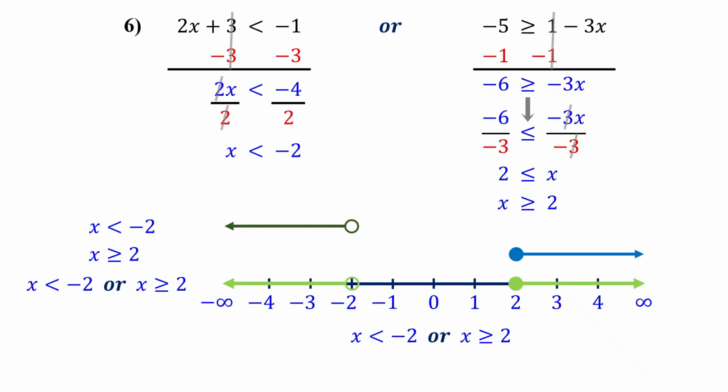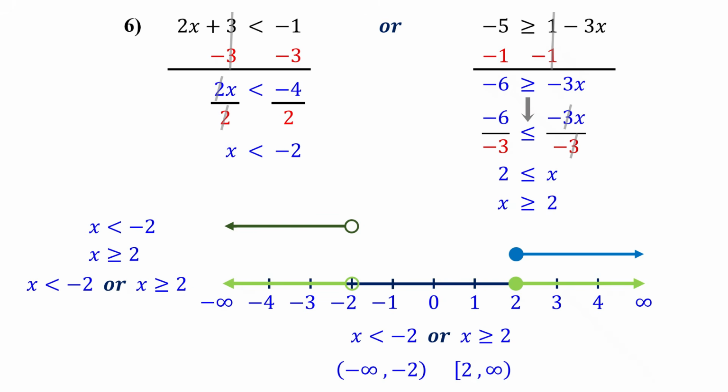For the left part, since the solutions go on forever to the left, we start with a parenthesis, then -infinity, followed by a comma. Next comes -2, and since it's not included, we close with a parenthesis. For the right part, since 2 is included, we start with a bracket. Then we write 2, followed by a comma. Next comes positive infinity, since the solutions go on forever to the right, and infinity always gets a parenthesis.